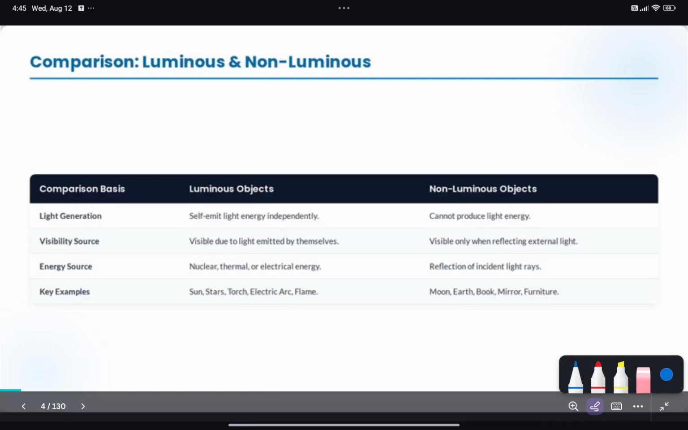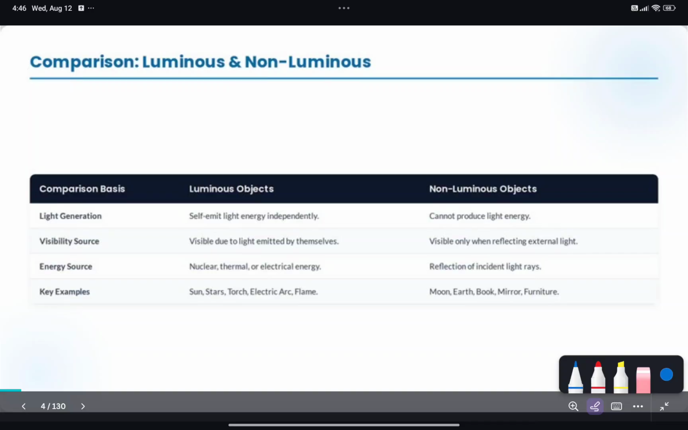Some of the points regarding luminous and non-luminous bodies. Okay. Comparison on the basis of, for example, light generation. How does light generation take place in luminous bodies and non-luminous bodies? Okay. See, comparison on the basis of light generation. Luminous objects self-emit light energy independently. In the case of non-luminous objects, they cannot produce light energy. Yes or no?